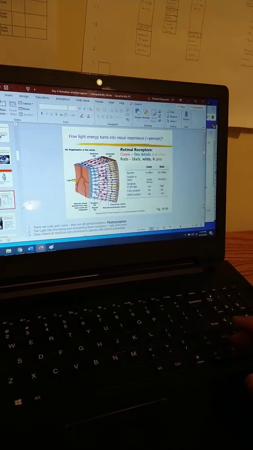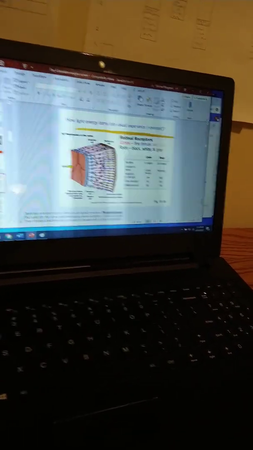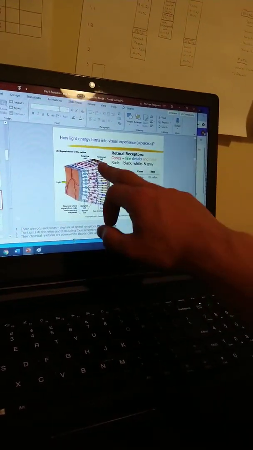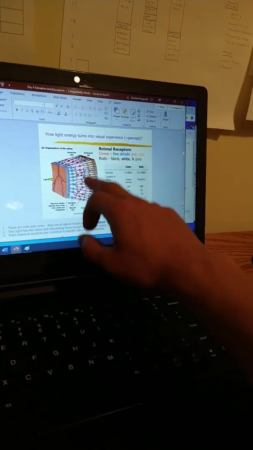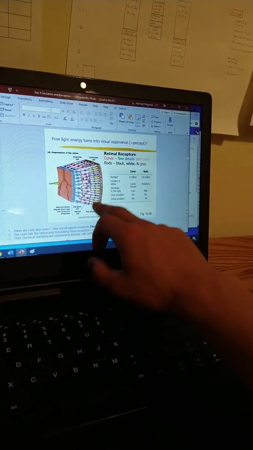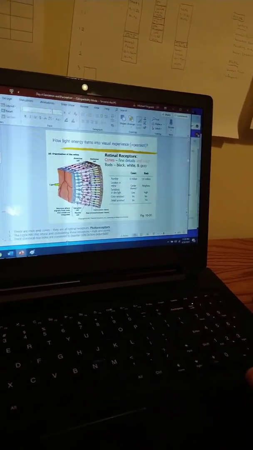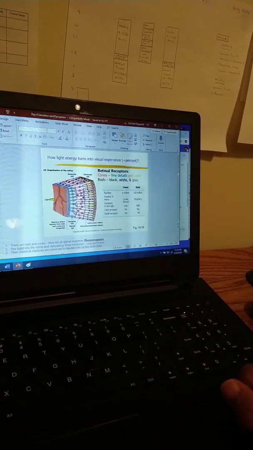This is a breakdown of what our retina looks like. These are just the different photoreceptors. On the way back, light is coming in through here and then hits our photoreceptors that start the transduction process of us being able to see things.